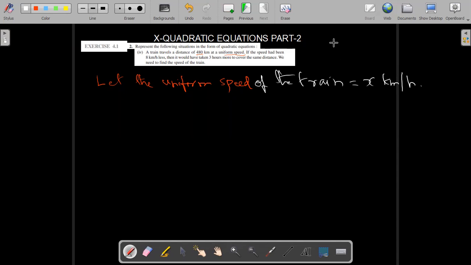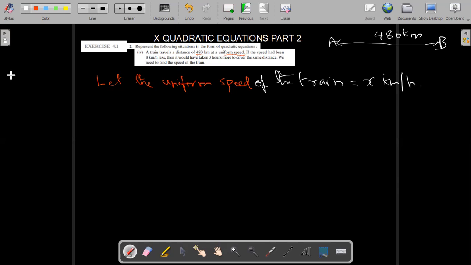So this distance, from A to B, the total distance is given as 480 kilometers. The train has to cover 480 kilometers. If it goes at a speed of x kilometers per hour, it will reach on time. But they said if the speed had been 8 kilometers less, that means x minus 8, the time will be more. So first we have the usual time.